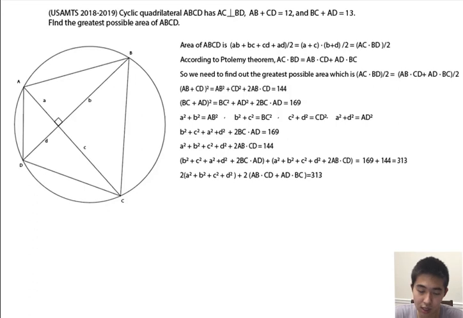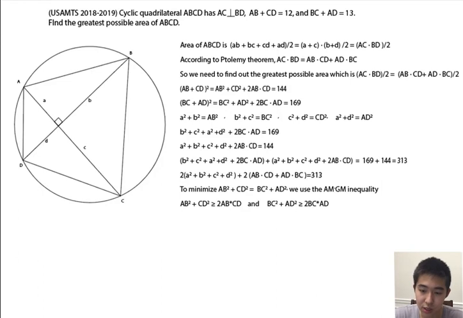And notice that the second term is just 4 times the area of the quadrilateral that we want to find. So in order to maximize the area, we want to minimize the other term, which is the sum of the 4 squares. So to minimize the sum of those 4 squares, which can also be written as AB squared plus CD squared plus BC squared plus AD squared, we can use the AM-GM inequality.